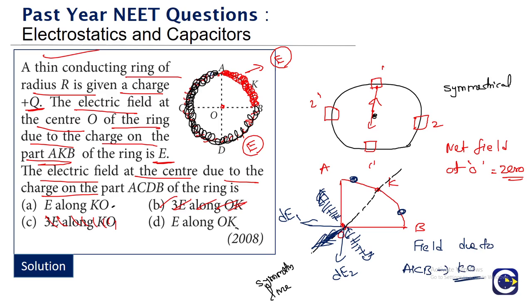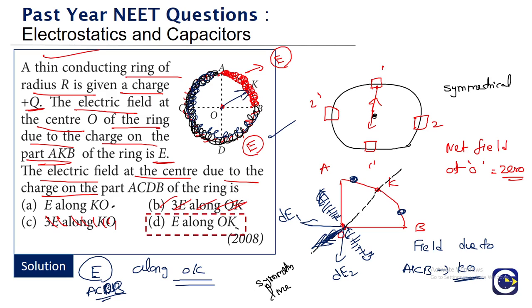Which means due to this ACDB portion, we already got the value of the field, E, but the direction must be exactly opposite. It should be E in terms of value along the opposite direction, which means O to K. The field because of AKB is along this line K to O. The field because of ACDB will be O to K. So this is the direction. So what is the correct answer for this? It is option D.